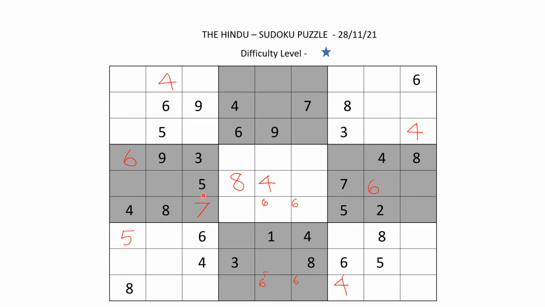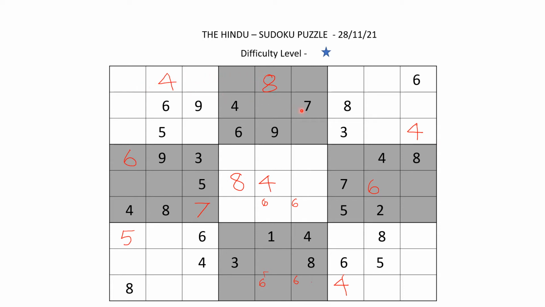Let's move on to the next number, which is 8. Now consider this 8. This 8 blocks this cell, and we have 8 down here which blocks this cell, and we have 8 here which blocks here. That means this cell can take an 8. And this 8 blocks here.